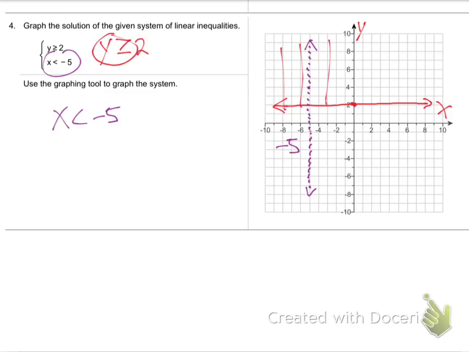So I shade above the y. Now for the purple, it says x less. That means to the left. Lesser, we're talking about the x-axis. The lesser x values go to the left.